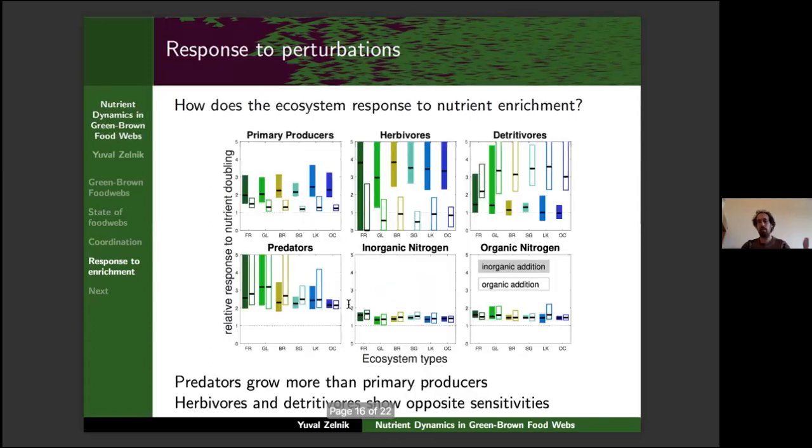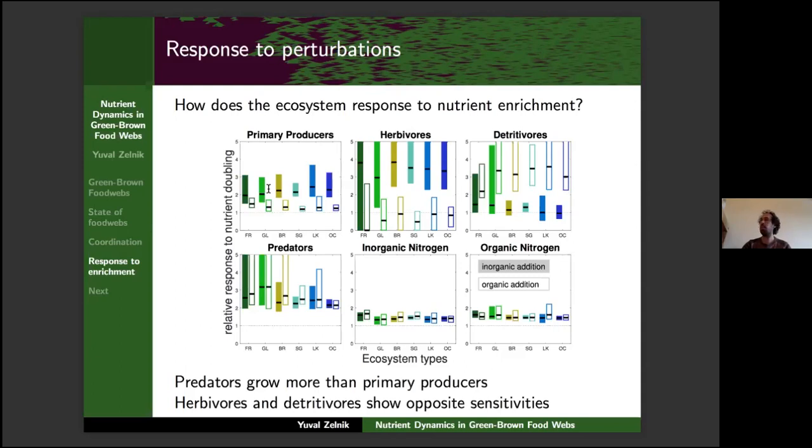Now let's look at, this is a lot of data again, all at once here: primary producers, herbivores, nutritivores, predators, inorganic nitrogen, and organic nitrogen. There are a lot of things one can say about this, but a few takeaways. First of all, if you look at predators versus primary producers, you see predators are actually much more sensitive to this. For instance, in grasslands, you get more than a tripling of their biomass, of their stocks, which is not at all the same for the primary producers.